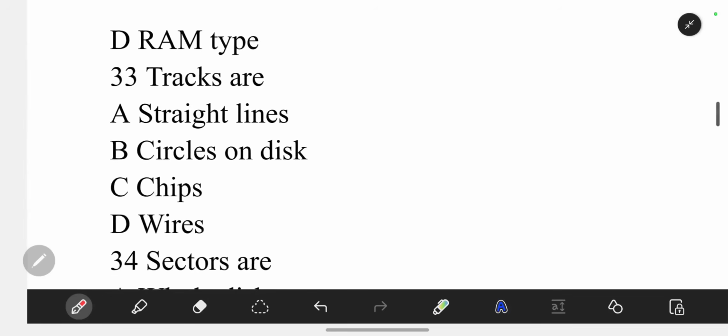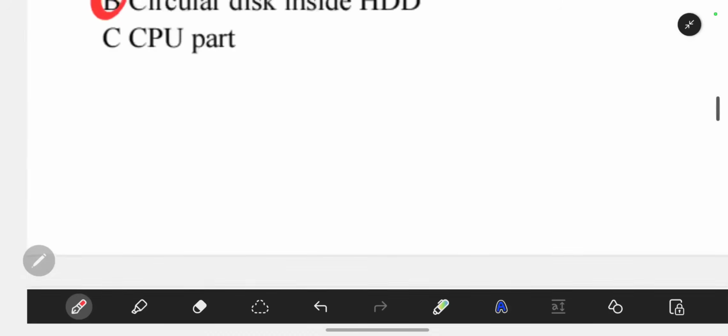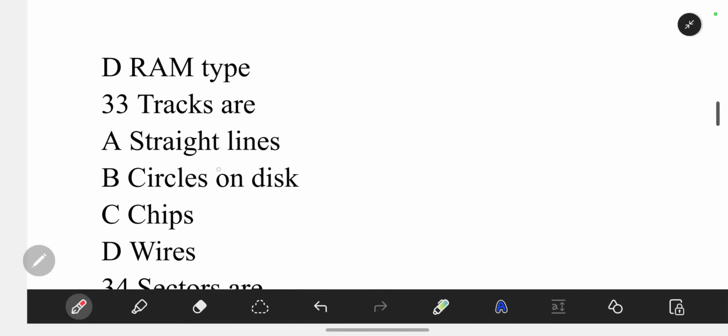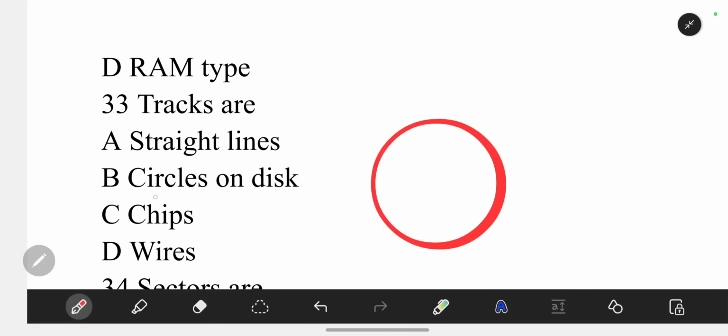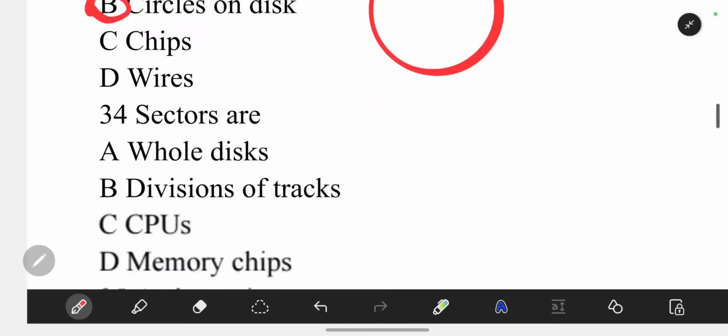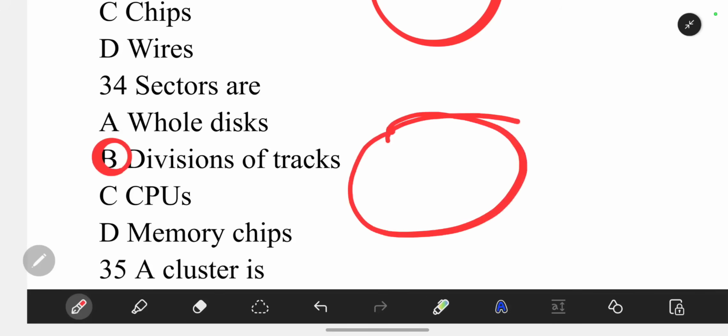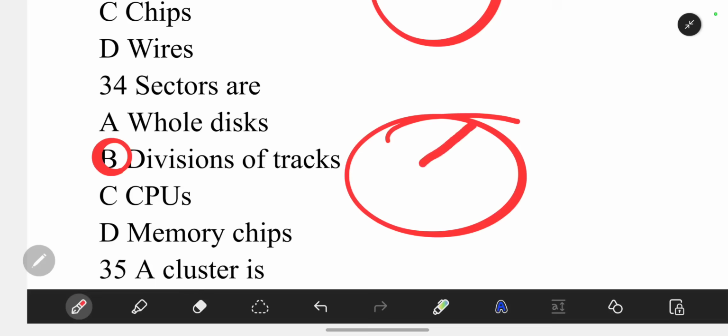Then when we look at our number 33, it says tracks are circles on a disk. That complete circle is a track. So we have circles on the disk. Sectors are the divisions of tracks. If you have a track like that, the division of a track gives us a portion, and that is a sector.